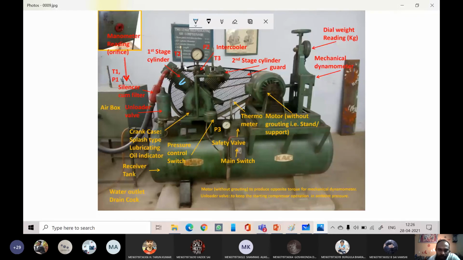Okay, no issue. Now this is my first cylinder and this is the second cylinder. This is my intercooler. This is the air from the atmosphere and this is the compressed air after the first stage. From here it is going to the intercooler. From the intercooler it is going to the second stage. From the second stage it is going into the tank. Here you can see the pressure inside the intercooler, and this is the overall pressure inside the tank.